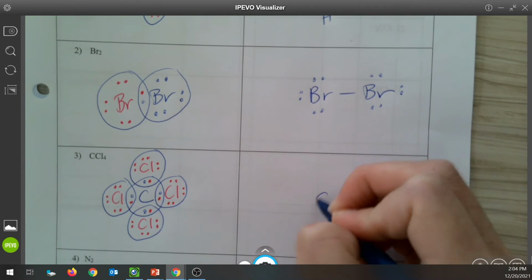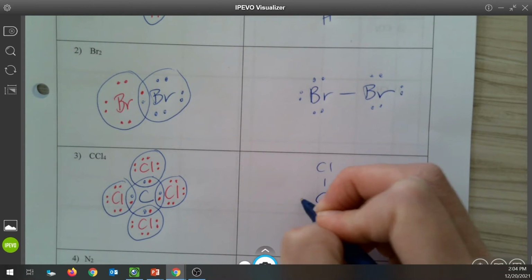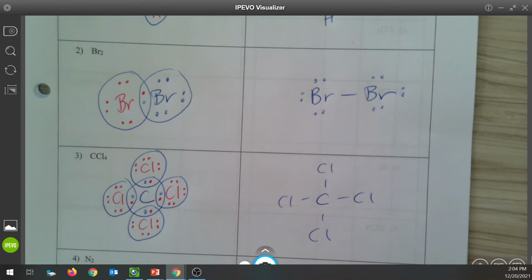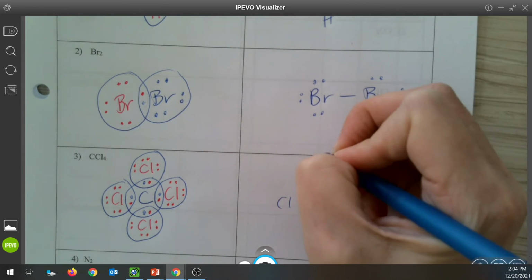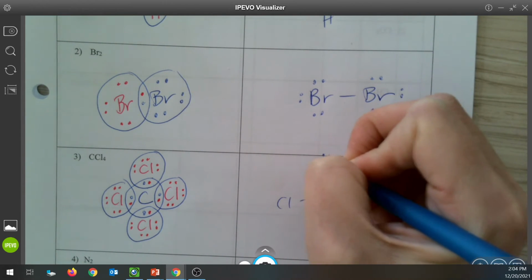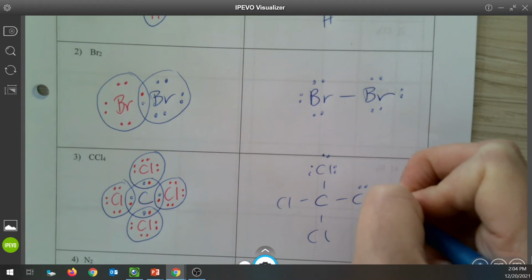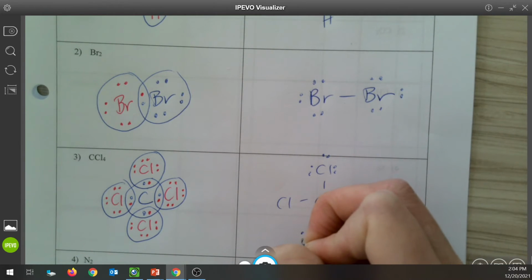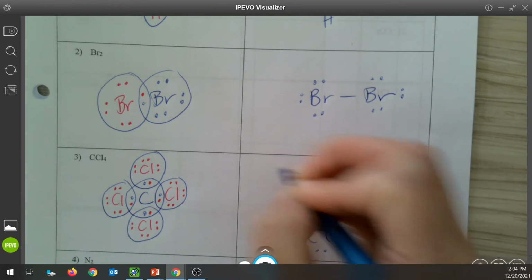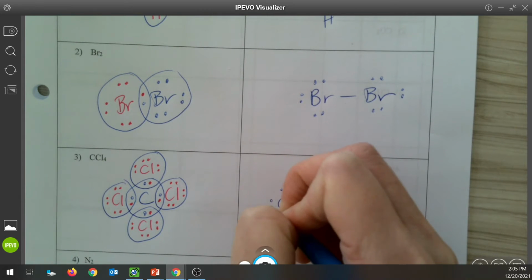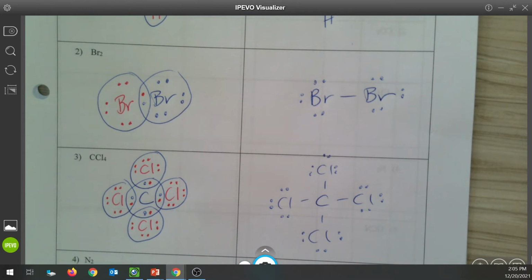And then for the structural formula, you can just do it as lines. Each single bond is a line. And then keep the lone pairs on the chlorines. Okay, try N2. Okay, next one is N2. Try that one.